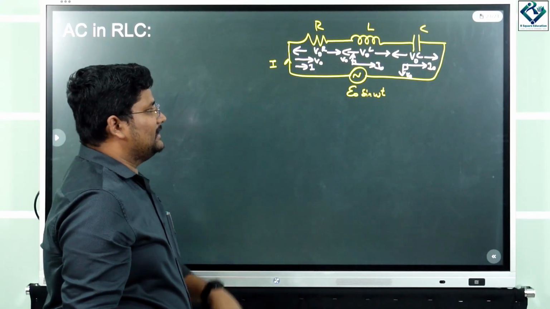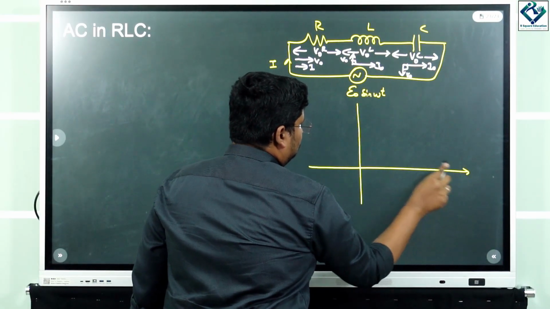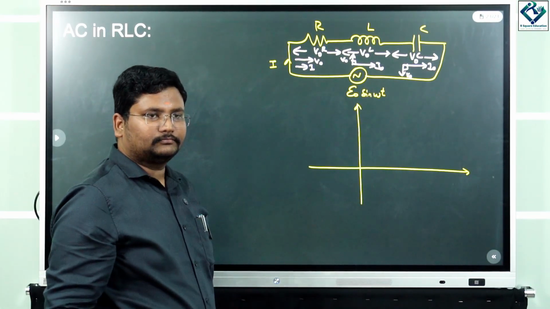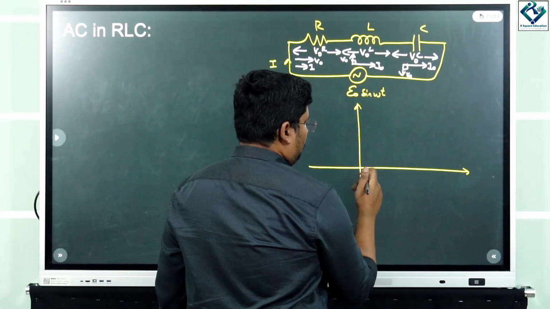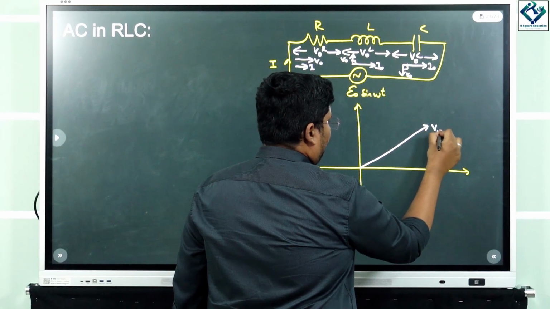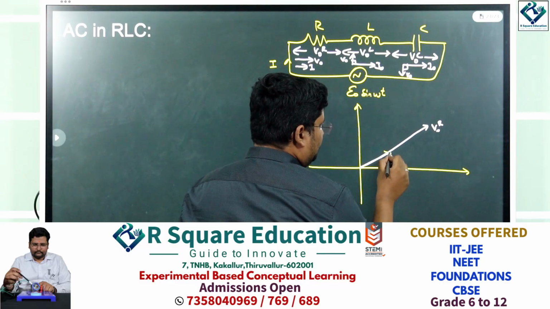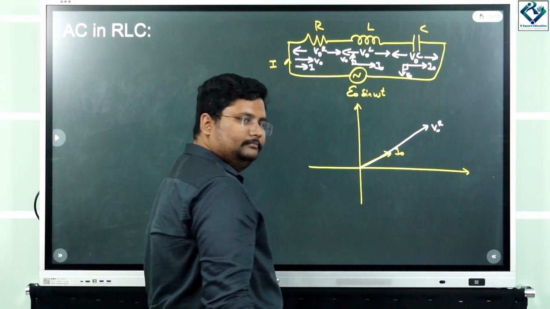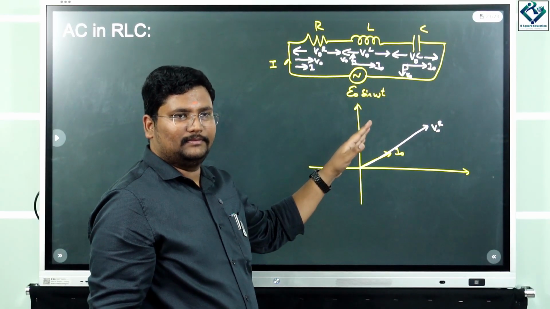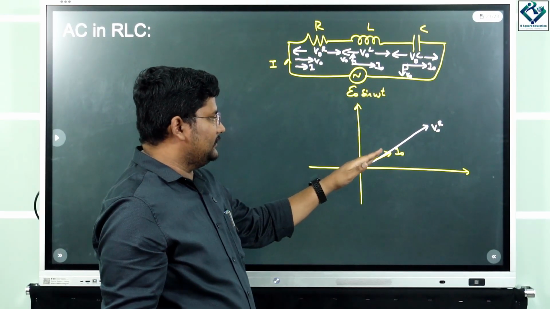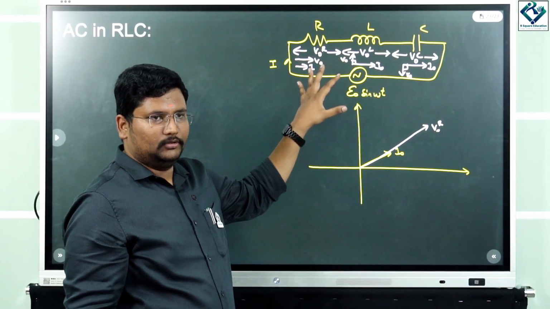Now coming to the phasor diagram, right? First, resistor potential drop, V naught R, and the current is going to be in phase with this, I naught. Okay, fine. So now the only thing which we have to see is, suppose if it is going to be inductor, right?